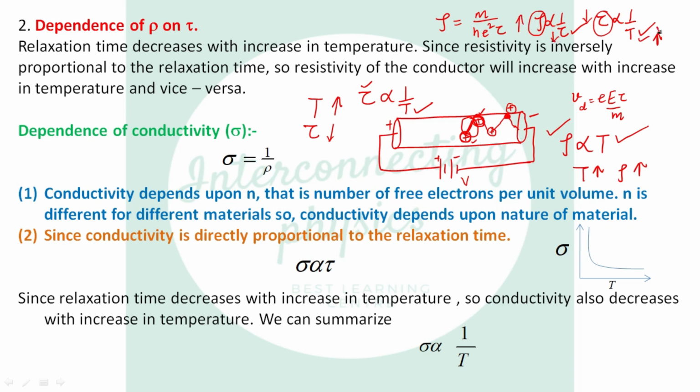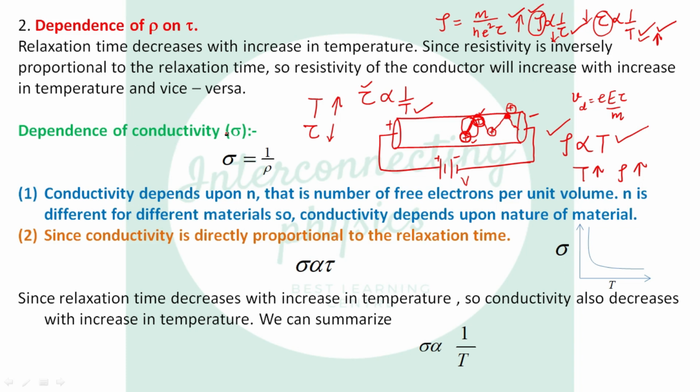That means if temperature increases, resistivity increases. And we know that when temperature increases, there will be more and more collisions between the electrons and ions. There will be more opposition in the flow of the current. What is opposition? Opposition is the resistance. That means if temperature increases, resistivity of the conductor will increase. If temperature decreases, resistivity of the conductor will decrease.